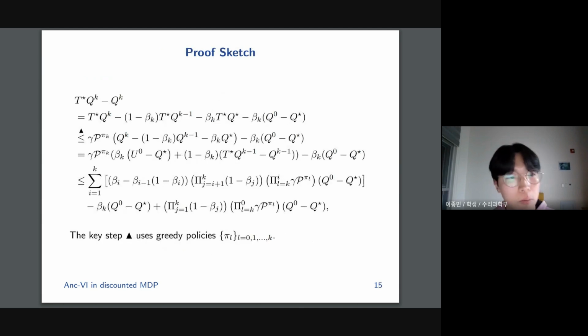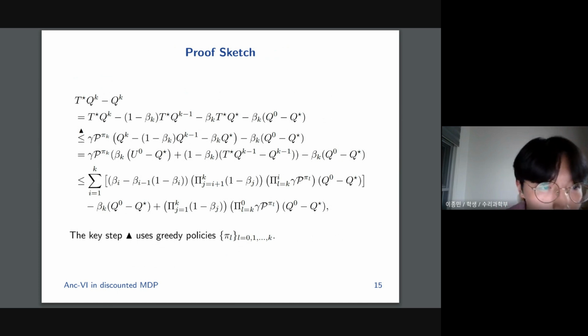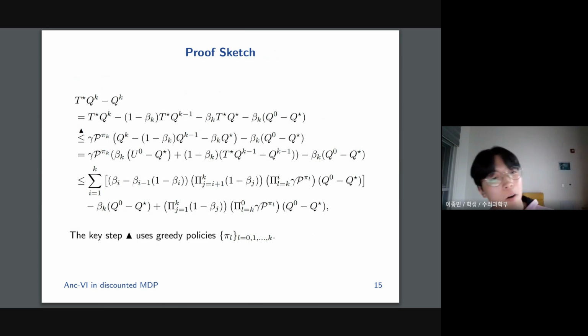And this is a part of the proof, and the key step is denoted by the black triangle. I just want to note that by utilizing the structure of the Bellman operator and Halpern iteration, we perform this key step, and then through algebraic manipulation, we succeed to obtain the accelerated rate in the previous theorem.